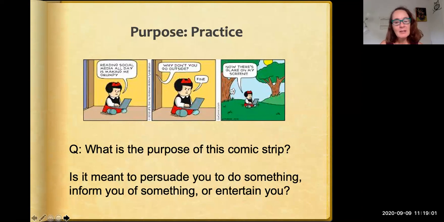It's definitely meant to entertain you, right? Because it's funny that the little girl goes outside with her computer so that she's not stopping herself from being grumpy, because reading social media all day is making her grumpy. She's still doing it, only outside. So that's funny. But it's also persuading you that we should all take a break from our computers and do something else. Go outside.